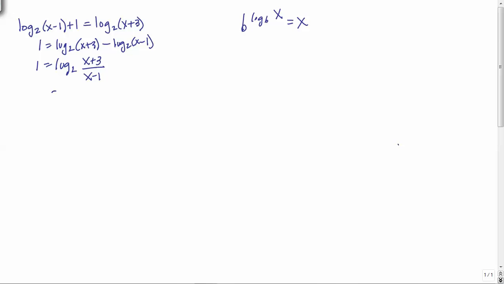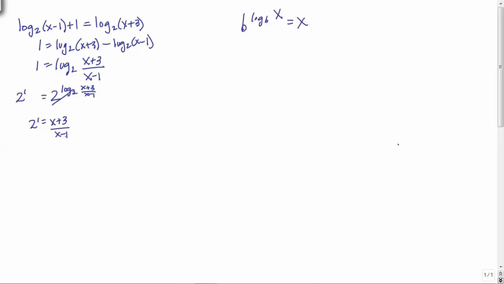So we're going to take 2, because we have a base 2, and we're going to raise it to log base 2 of this whole thing, (x + 3) over (x - 1). But we have to do it to the other side too. So we have 2 raised to the 1. That was what was on the other side. So now this 2 raised to the log base 2 cancels out. We're left with 2 to the 1 equals (x + 3) over (x - 1).